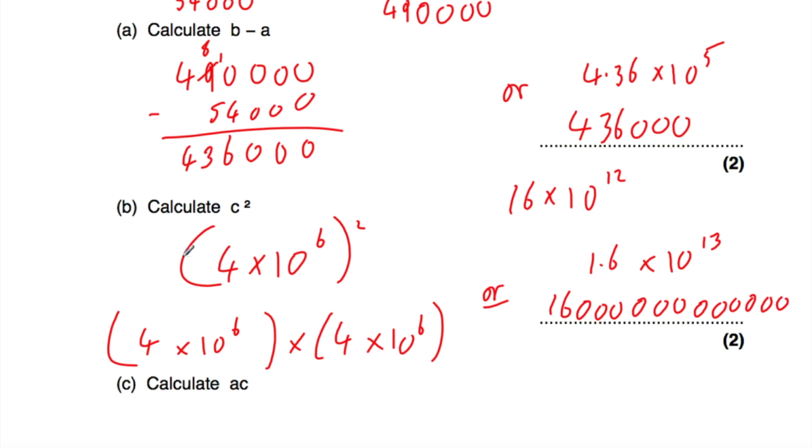And that's it. Also here, just remember that if you're squaring, you could do 4 squared is equal to 16 and then just multiply the powers together. So it'll be 16 times 10 to the power of 12, and then you can either get your answer in standard form or as an ordinary number.